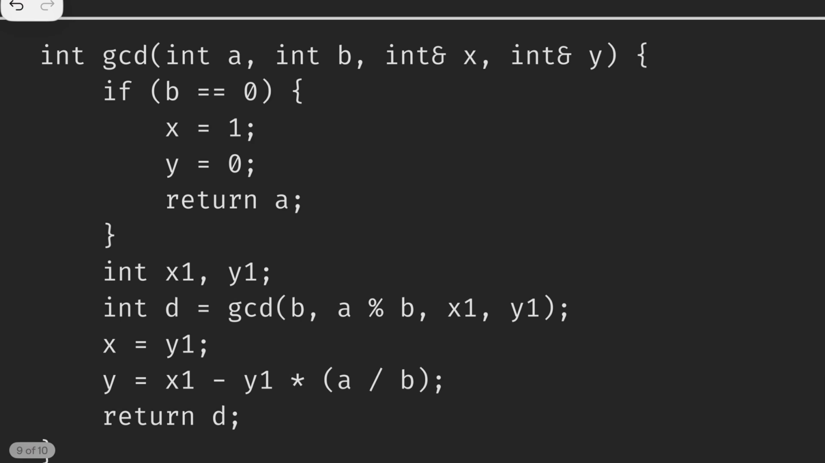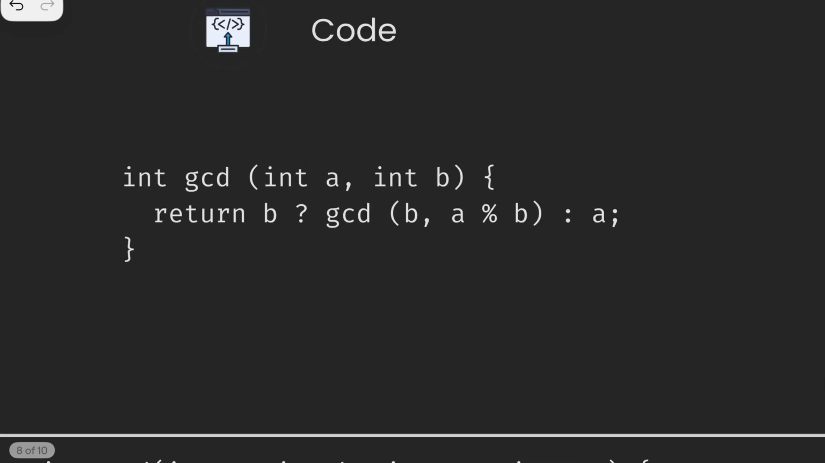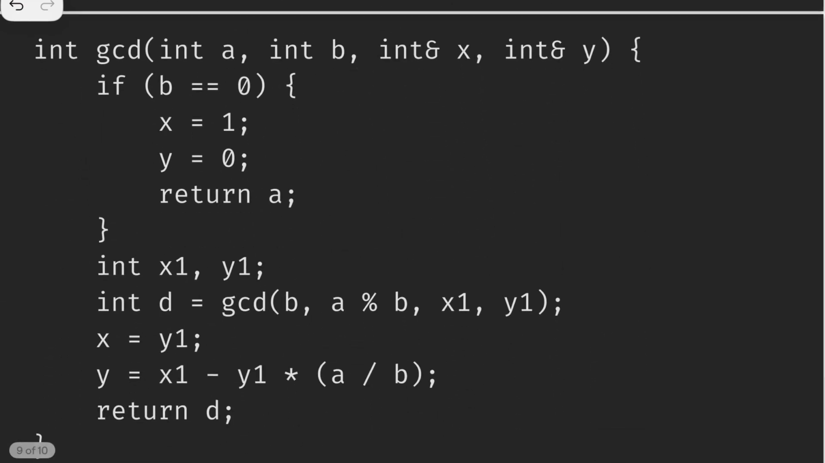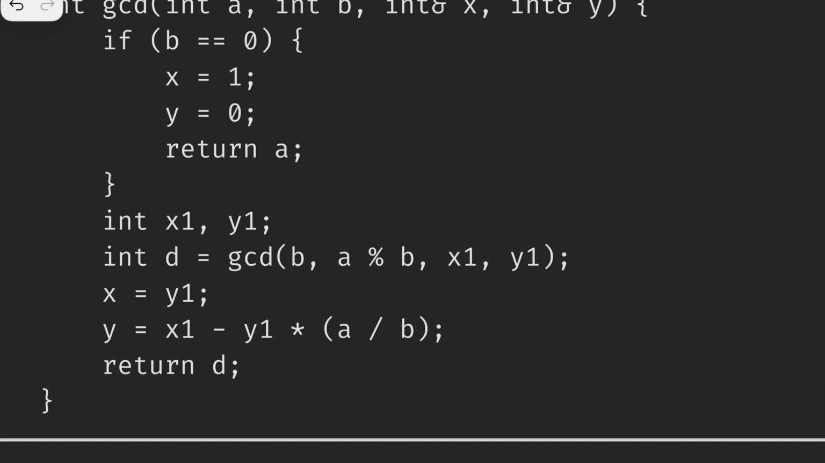Right? These x1 and y1 are the solution for b and a mod b. And based on our previous proof, if we have y1, if we have x1, and if we have a and b, then we can get x and y. And that's what we are going to do here. We do know x1, we do know y1. It has been computed in this particular call itself. So we are going to compute the value of x and y.